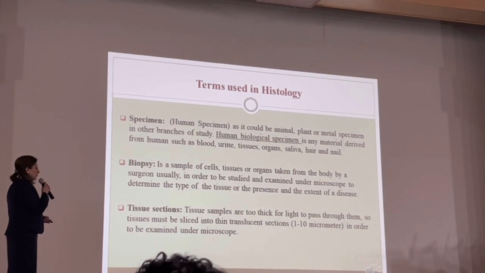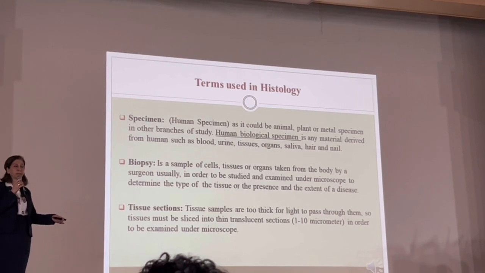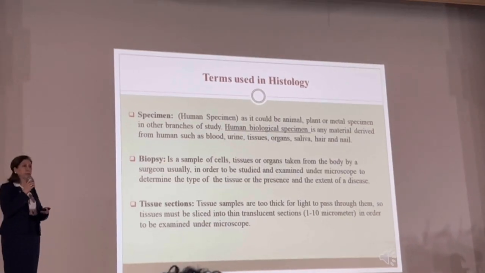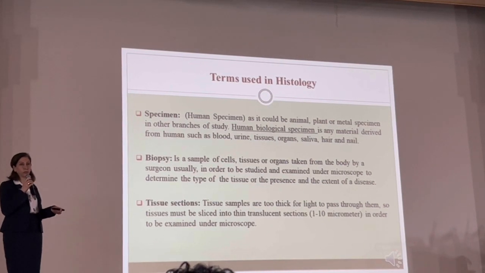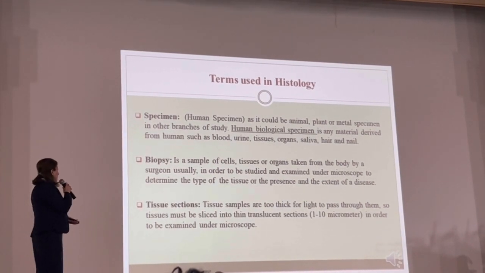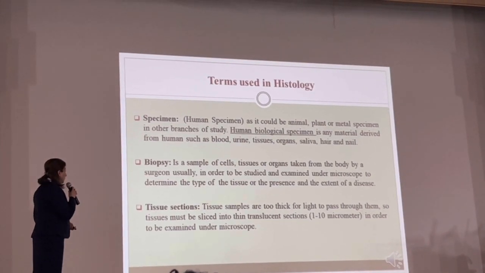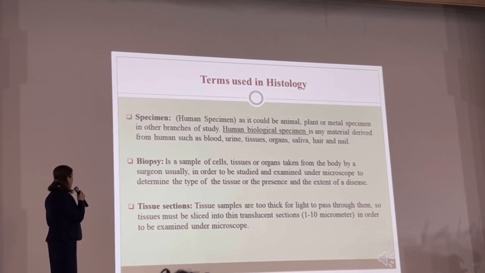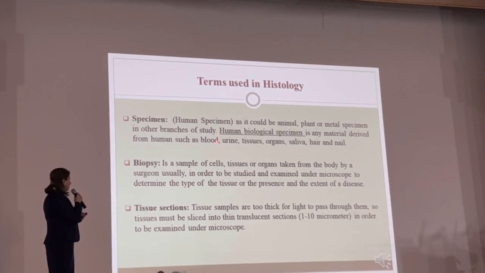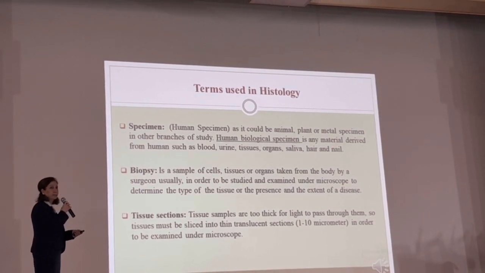So what is the human specimen? Because we have many specimens. We have animal specimens, we have metal specimens. We, as medical students, are concerned with studying human specimens. The human biological specimen is any material derived from a human, such as blood, urine, tissues, organs, saliva, hair, and nails.